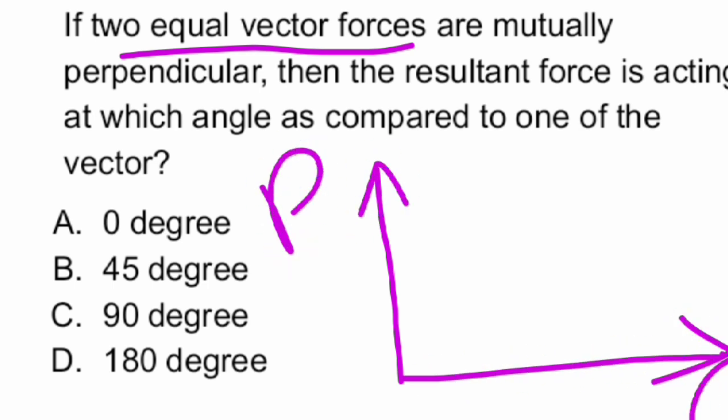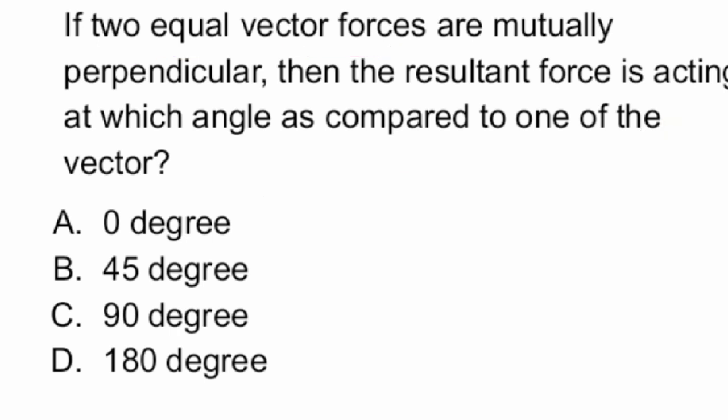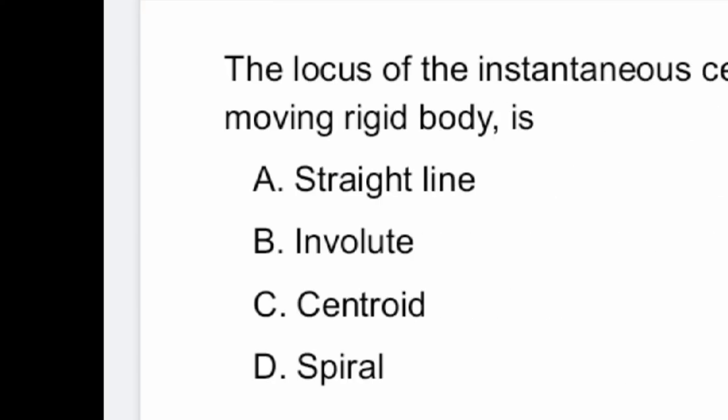If P and Q are the two vectors or forces, then where is the resultant force acting? At which angle is it acting? Definitely it will act at the center. That means it makes a 45 degree angle with both the forces, P as well as Q. Therefore, the answer is option B, 45 degrees.